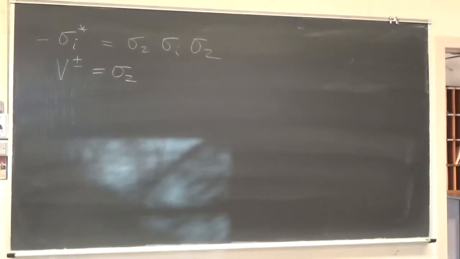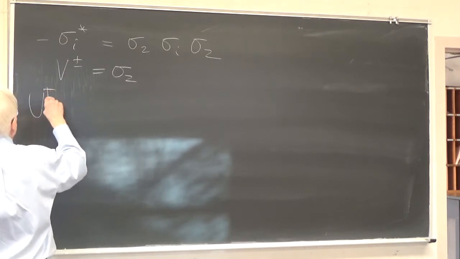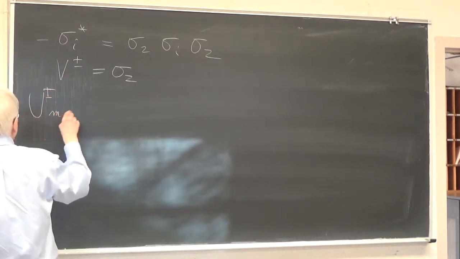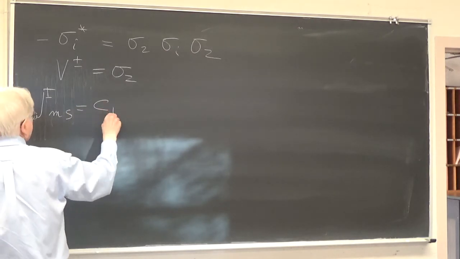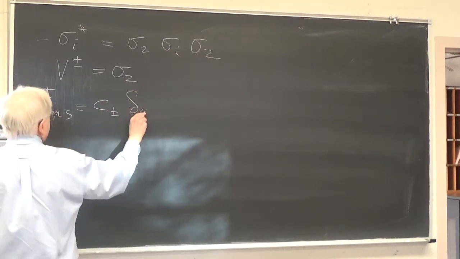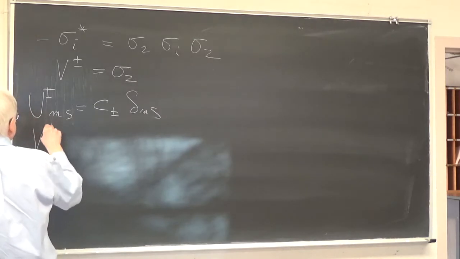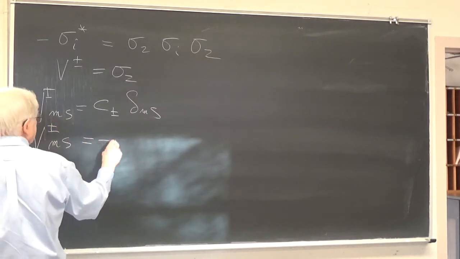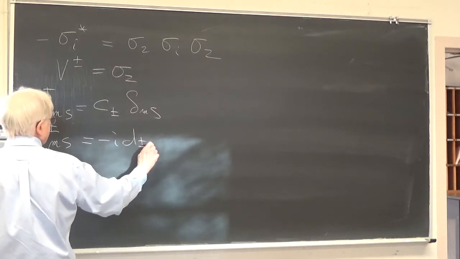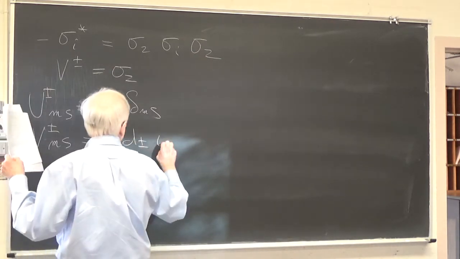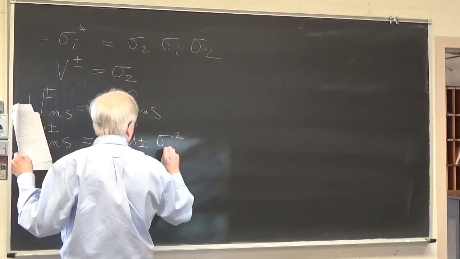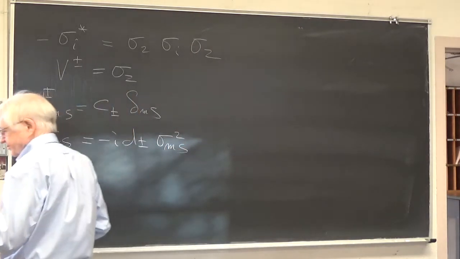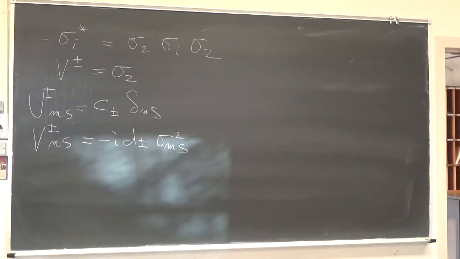And so what we do is we set U plus or minus m s is C plus or minus delta m s, and V plus or minus m s is minus i d plus or minus sigma 2 m s. So why are we saying V plus minus equals sigma 2?